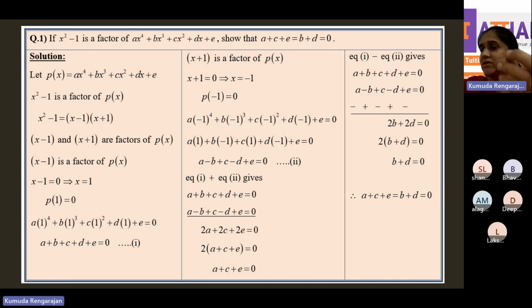So first thing is the divisor x square minus 1 is quadratic. We cannot straight away use the remainder theorem. We have to factorize x square minus 1 and get the linear factors. So the linear.